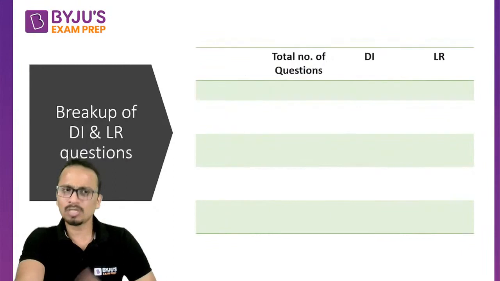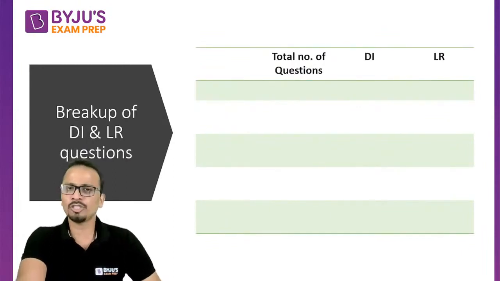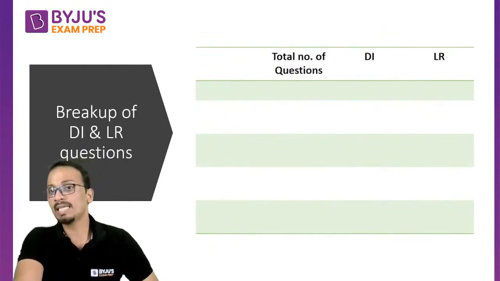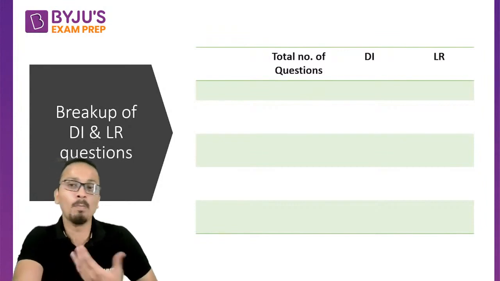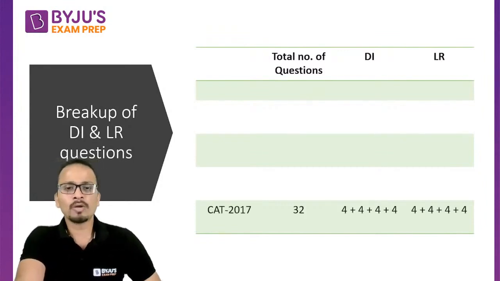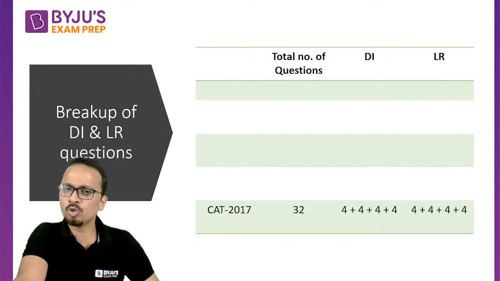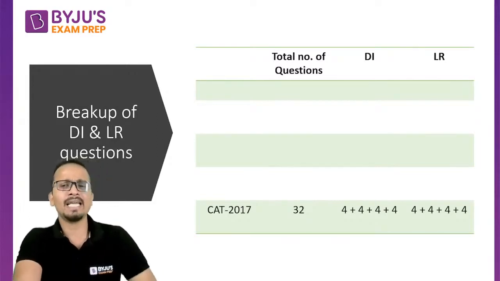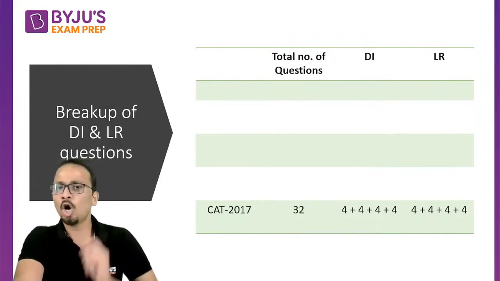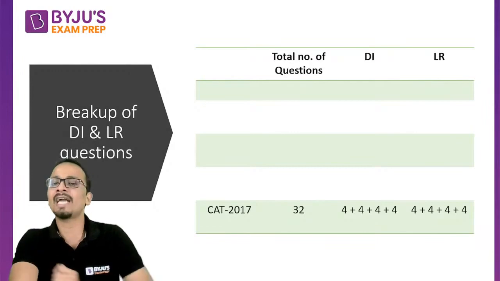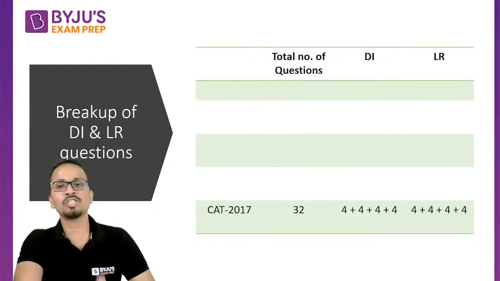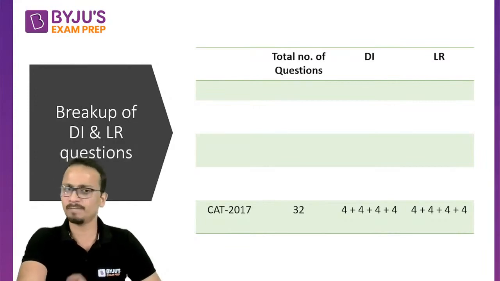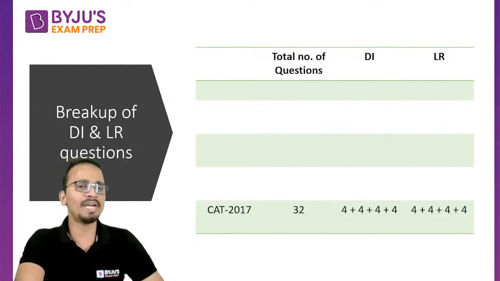Now let's talk about the breakup of LR and DI questions, because it is very important to understand in which direction we'll put more efforts. Talking about 2017, out of 32 questions, these 32 questions were equally divided in DI and LR. There were 4 sets of 4 questions each on each of data interpretation and logical reasoning. So 16 questions each on data interpretation and logical reasoning. This was the case for 2017.